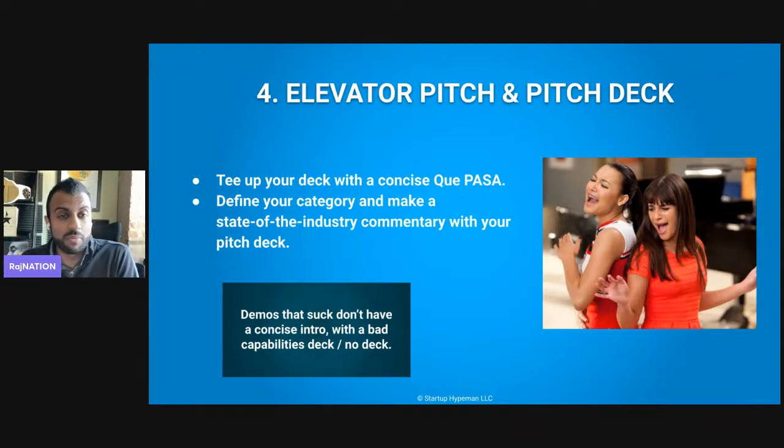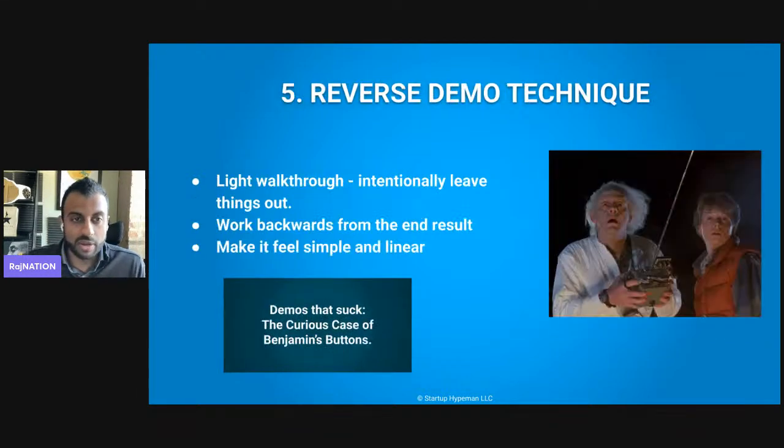And when it's more of a formality, you don't have to spend so long demoing it. So let's talk about that, right? The demos that suck are what I call the curious case of Benjamin's buttons. If you remember that movie, The Curious Case of Benjamin Button. But it's the curious case of Benjamin's buttons, where you're like, okay, so this button does this.